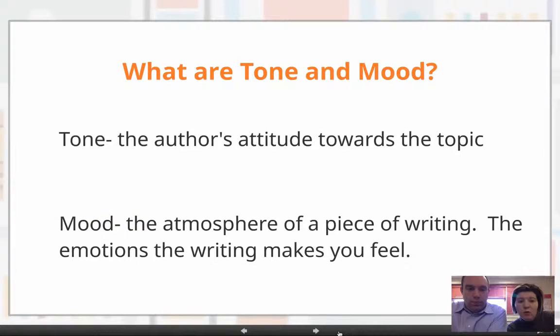So what's tone and mood? Tone is the author's attitude towards a topic. So oftentimes when an author writes, you can feel what their attitude is. And mood is the atmosphere of the piece, the emotion behind the piece. So as you're reading something, how do you feel? Whenever you read a piece, the author always makes you feel a certain way, and the author oftentimes shares their attitudes about the topic with you. This all comes out through tone and mood.